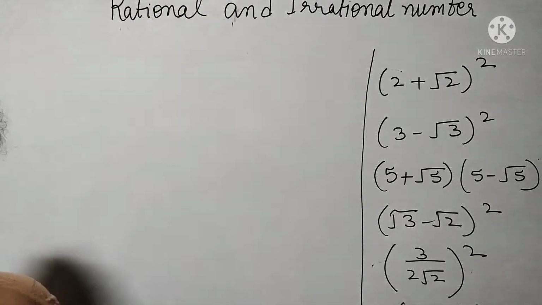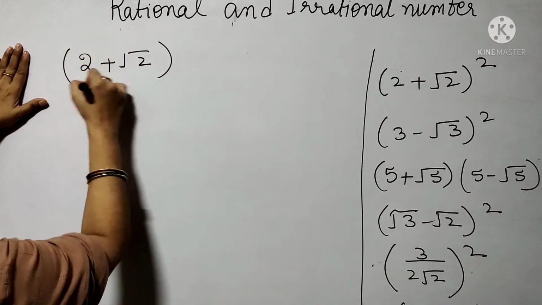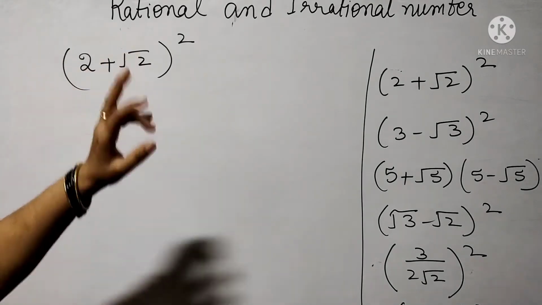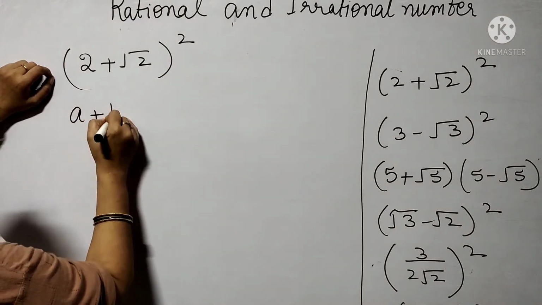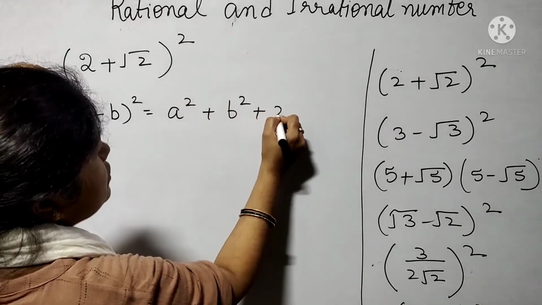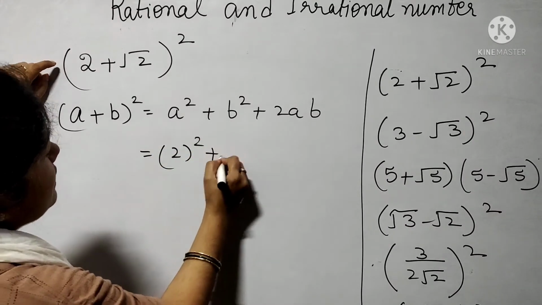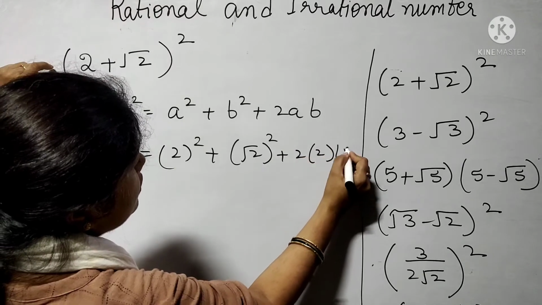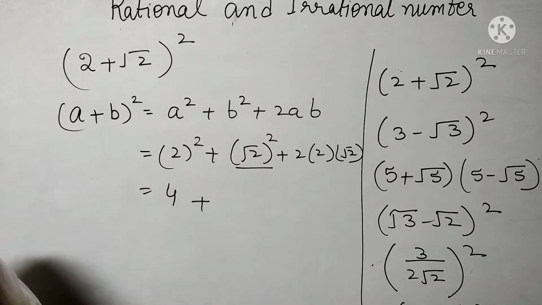Now question number 1, it is given as 2 plus under root 2 whole square. Firstly we have to solve this question in order to find whether it is rational or irrational. So we have to find the square. We have the formula a plus b whole square, which is equal to a square plus b square plus 2ab. Now putting in this formula, we have 2 square plus under root 2 square plus 2 into 2 into under root 2. So we get 2 square, 4.